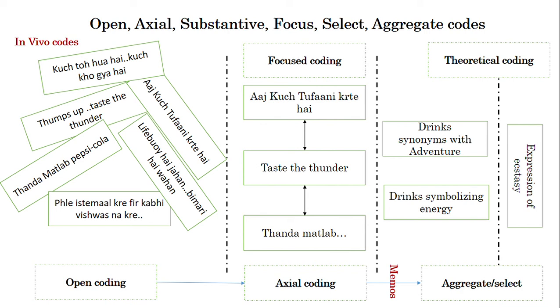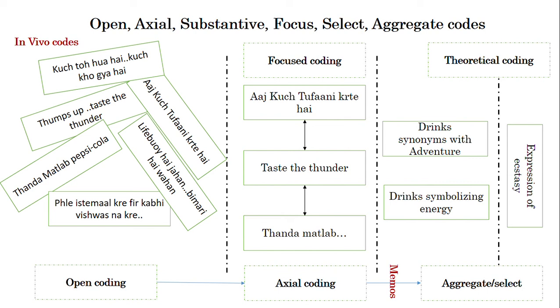So expression of ecstasy is just one theme. You will create three or four more such themes. And when all the themes are exhausted, when you have created all the themes, all the codes were exhausted, then you try to see how expression of ecstasy and other theoretical themes are interrelated, what kind of relationship they reflect. Now that relationship, when it is represented through the form of a figure, or a diagram, or a picture, that is your emergent model, that is your theoretical model.